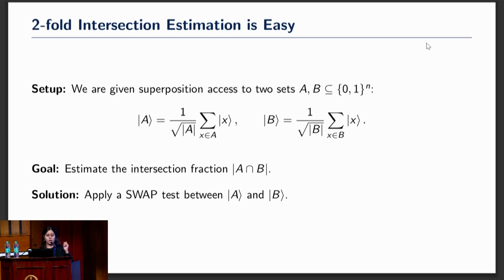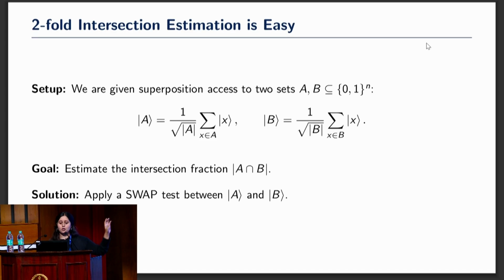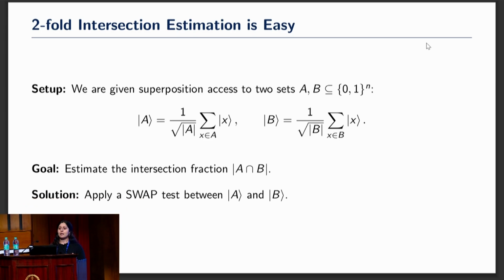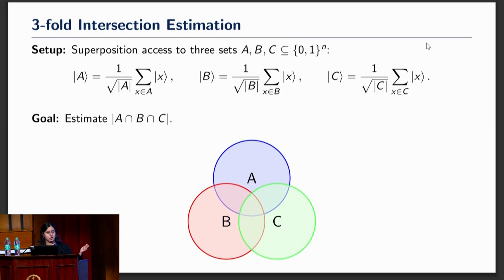So let's do the twofold case. You're given superposition access to two sets, A and B. You're given a full superposition, and your goal is to estimate the intersection fraction. You can do this very simply by doing a swap test between A and B, and this will tell you the size of the intersection. What about threefold intersection? You're given superposition access to three sets, and you want to estimate the intersection between A, B, and C. For 2, you can do the swap test. For 3, your goal is now to estimate the intersection. And it turns out that this is actually exponentially hard, even if you're given superposition access to all 3 sets.